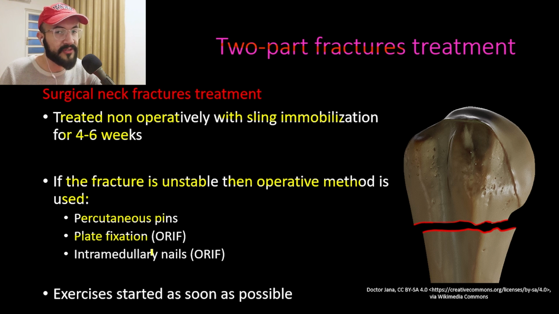which is an open reduction, internal fixation type of method, or an intramedullary nail, which is also an open reduction, internal fixation type of method. So same with the first one. Pendular exercises should be started as soon as possible, and progression to active shoulder exercises should be done, and hand and elbow exercises should be done from the start.